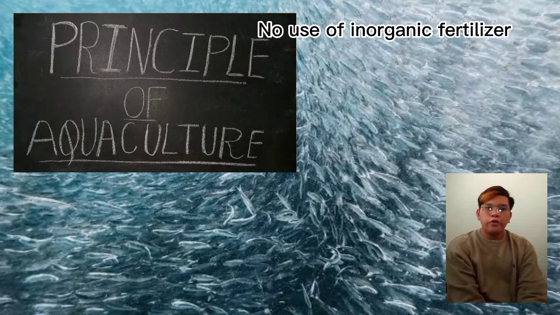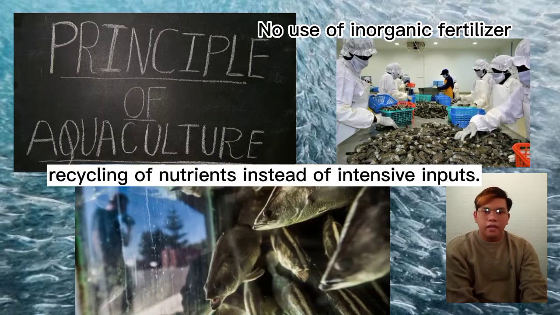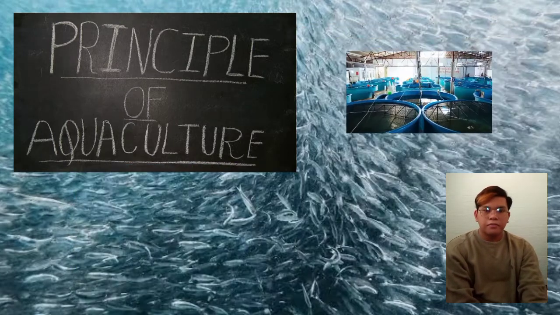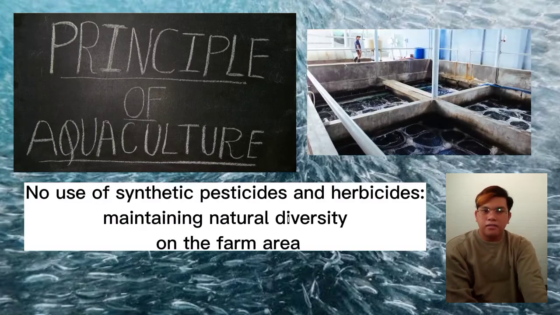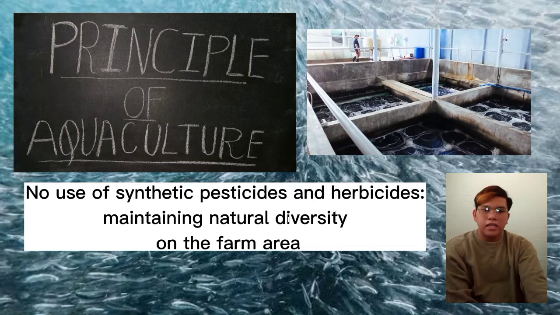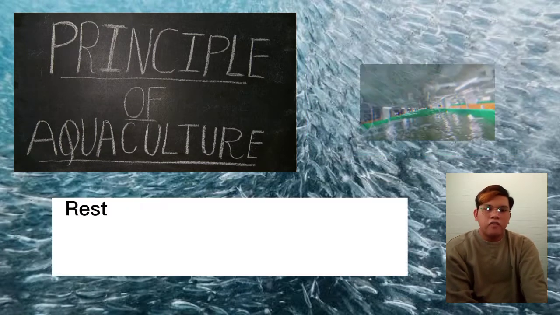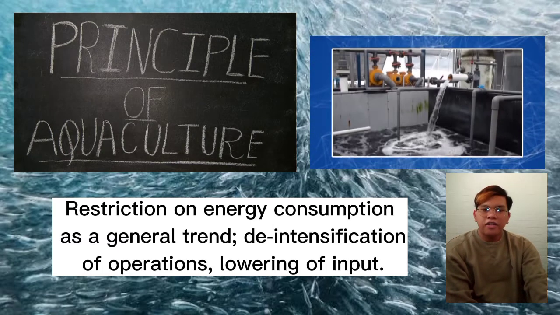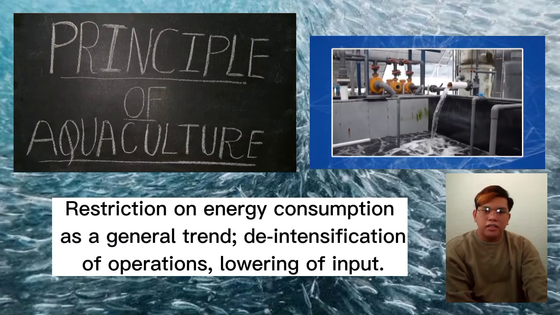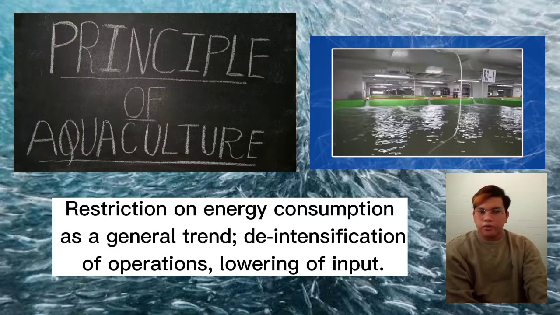5. No use of inorganic fertilizer. Recycling of nutrients instead of intensive inputs. 6. No use of synthetic pesticides and herbicides. Maintaining natural diversity of the farm area. 7. Restriction on energy consumption. Example, regarding aeration. As a general trend, the intensification of operations, lowering of input.